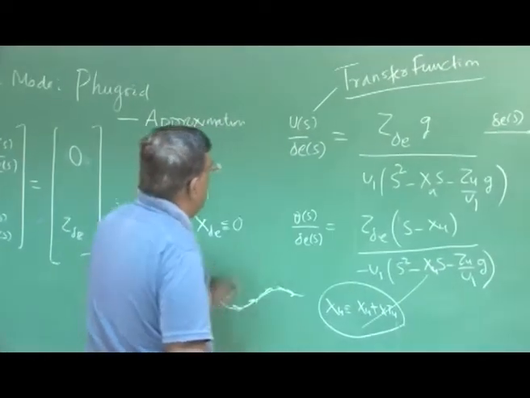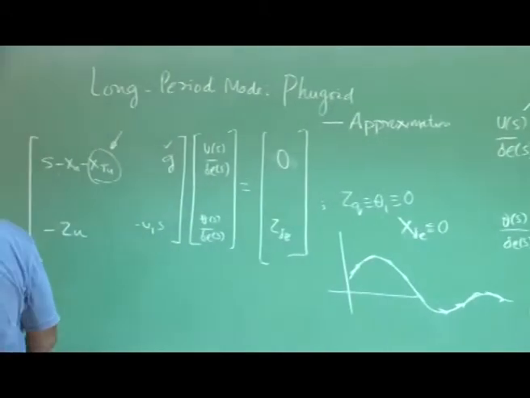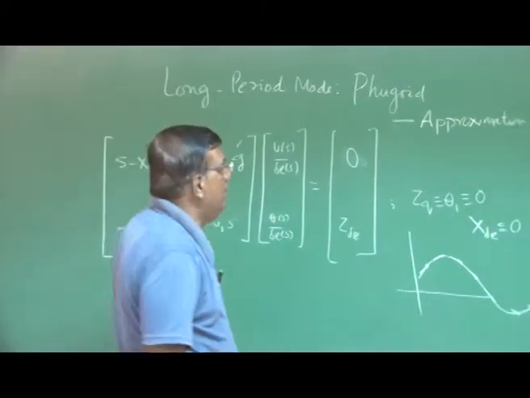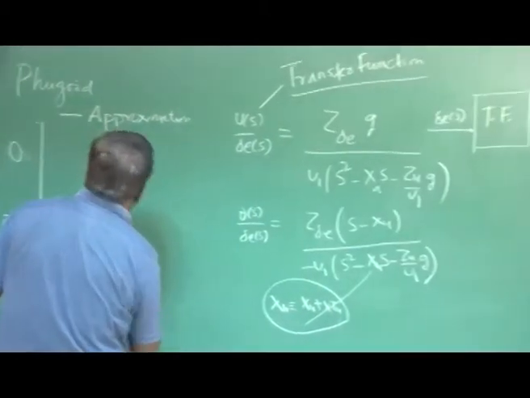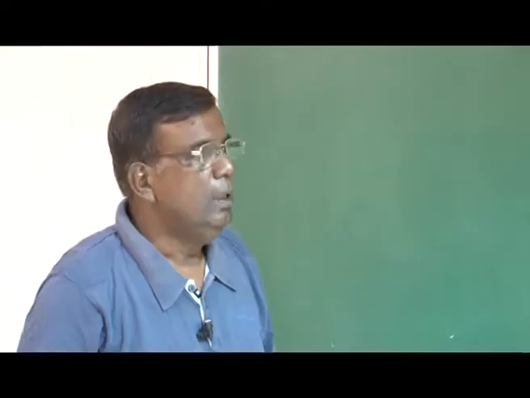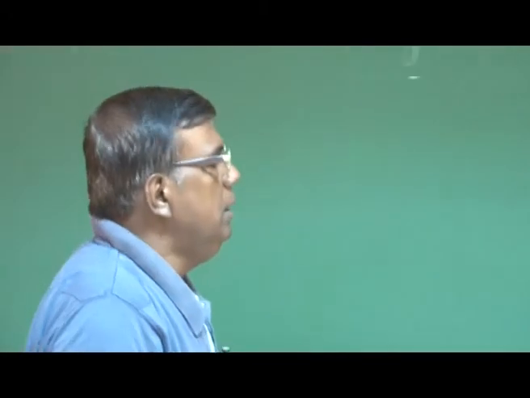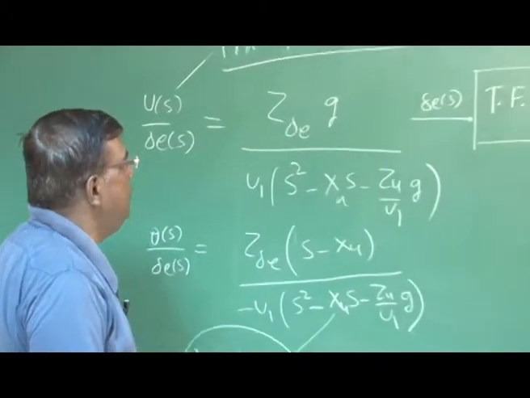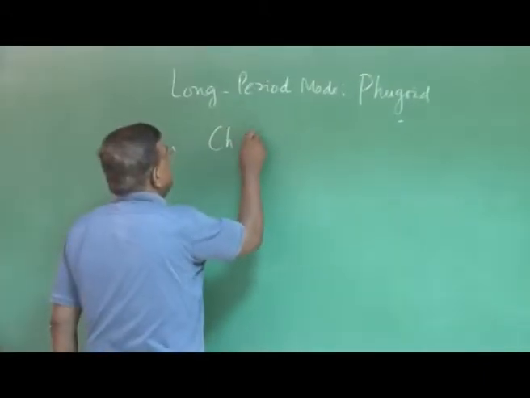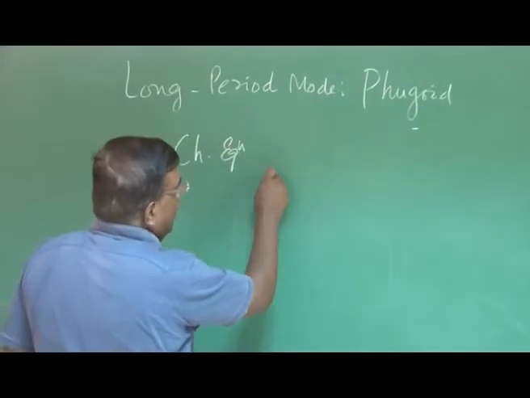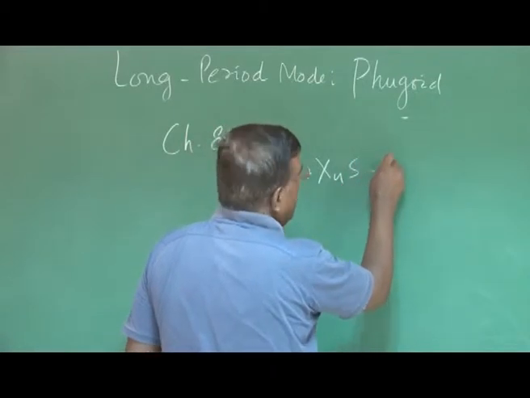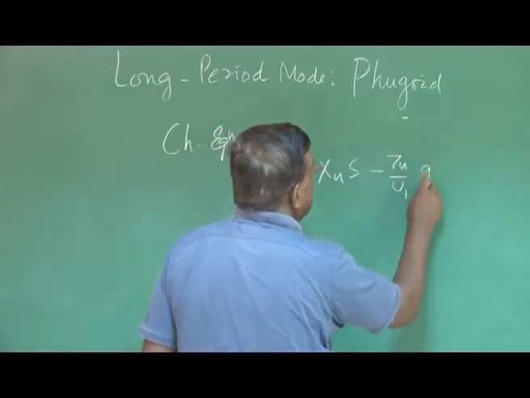Fine. Once we understand this, what is our aim? Our aim is to ask a question whether the Phugoid mode is dynamically stable or not. So, how do I check? I again follow the approach which we followed for short period approximation. Our aim is to answer a question whether the Phugoid mode is dynamically stable or not. And we know the characteristic equation is s square minus Xu s minus Zu by U1 into g equal to 0.